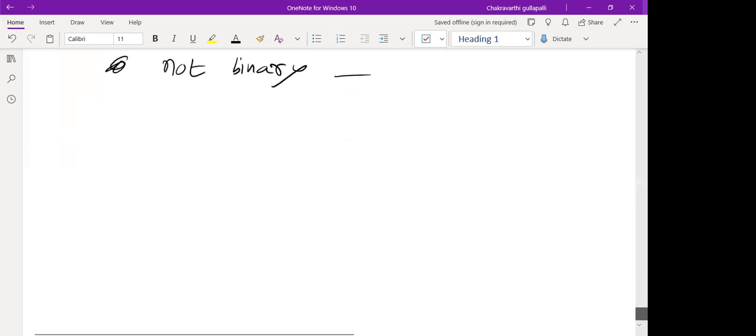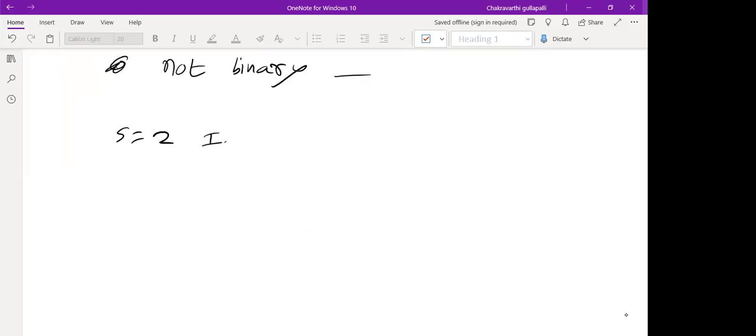Yes, ma'am, because 0 is not there. Okay, so now it is not binary. But if S is equal to Z, is it binary? No, don't tell now. Give the answer in the WhatsApp group. Is it binary?